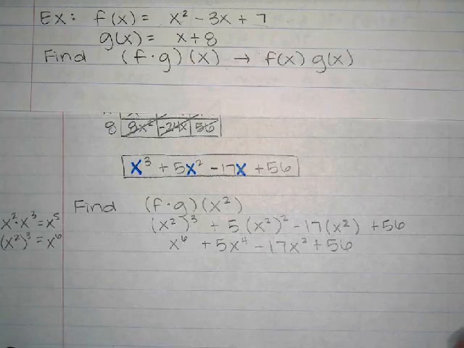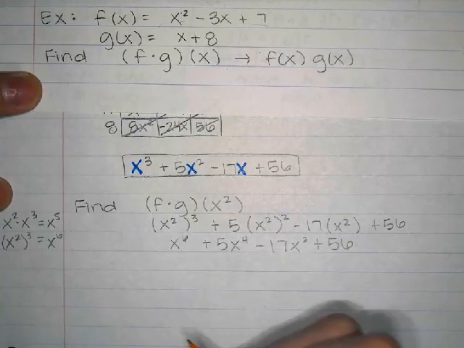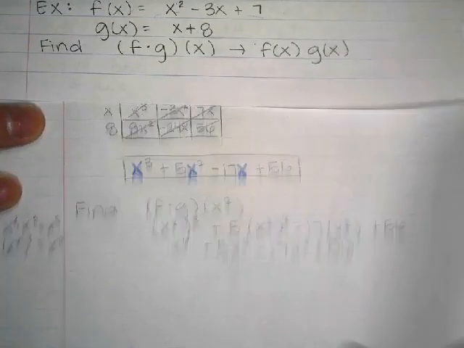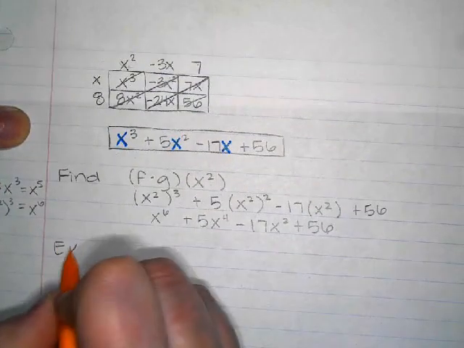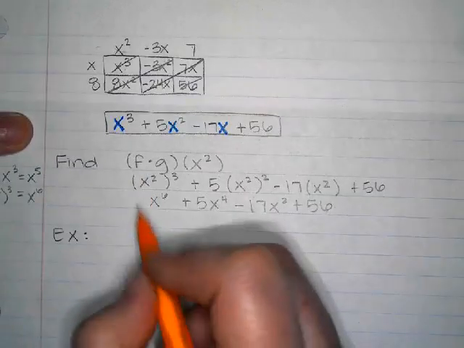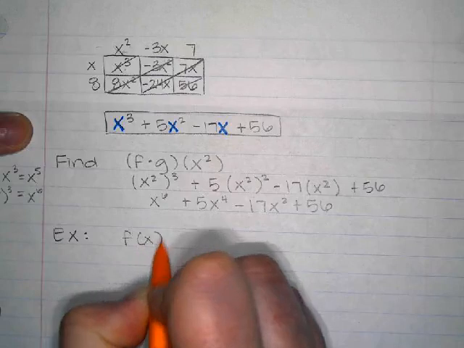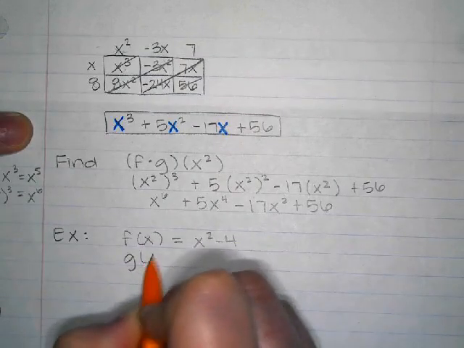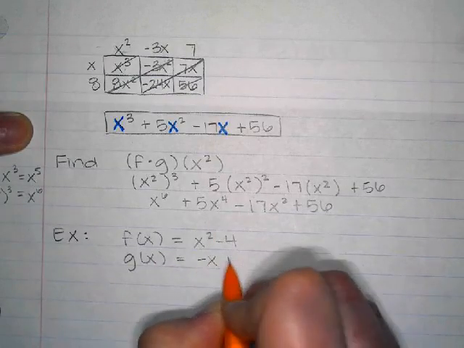Okay, we're going to do one last problem. Let's do f of x is x squared minus 4. g of x is negative x plus 1. We're going to find f of x times g of x.